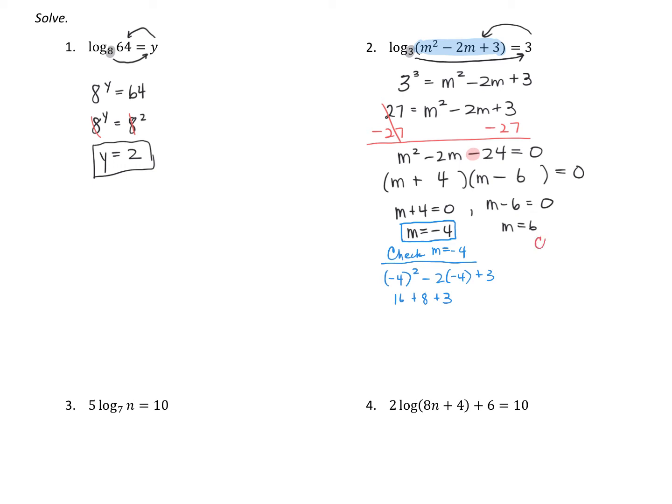Now I want to check 6. So I'm going to plug 6 into the argument. I want to make sure that it's going to be positive.